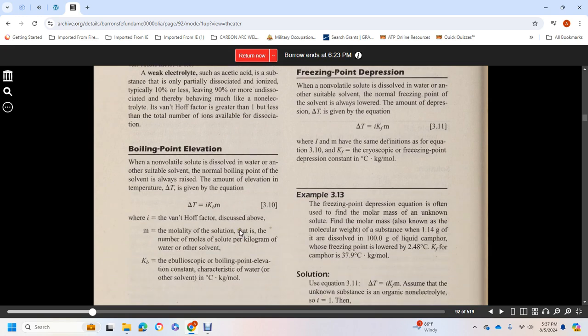Alright, boiling point elevation. When a non-volatile solute is dissolved in water or another solvent, the normal boiling point of the solvent is always raised. The amount of temperature elevation is given by the equation: delta T equals i, the Van't Hoff factor, times Kb, the ebullioscopic boiling point elevation constant characteristic of the solvent, in degrees Celsius kilogram per mole, times m, the molality of the solution, that is the number of moles of solute per kilogram of water or other solvent.